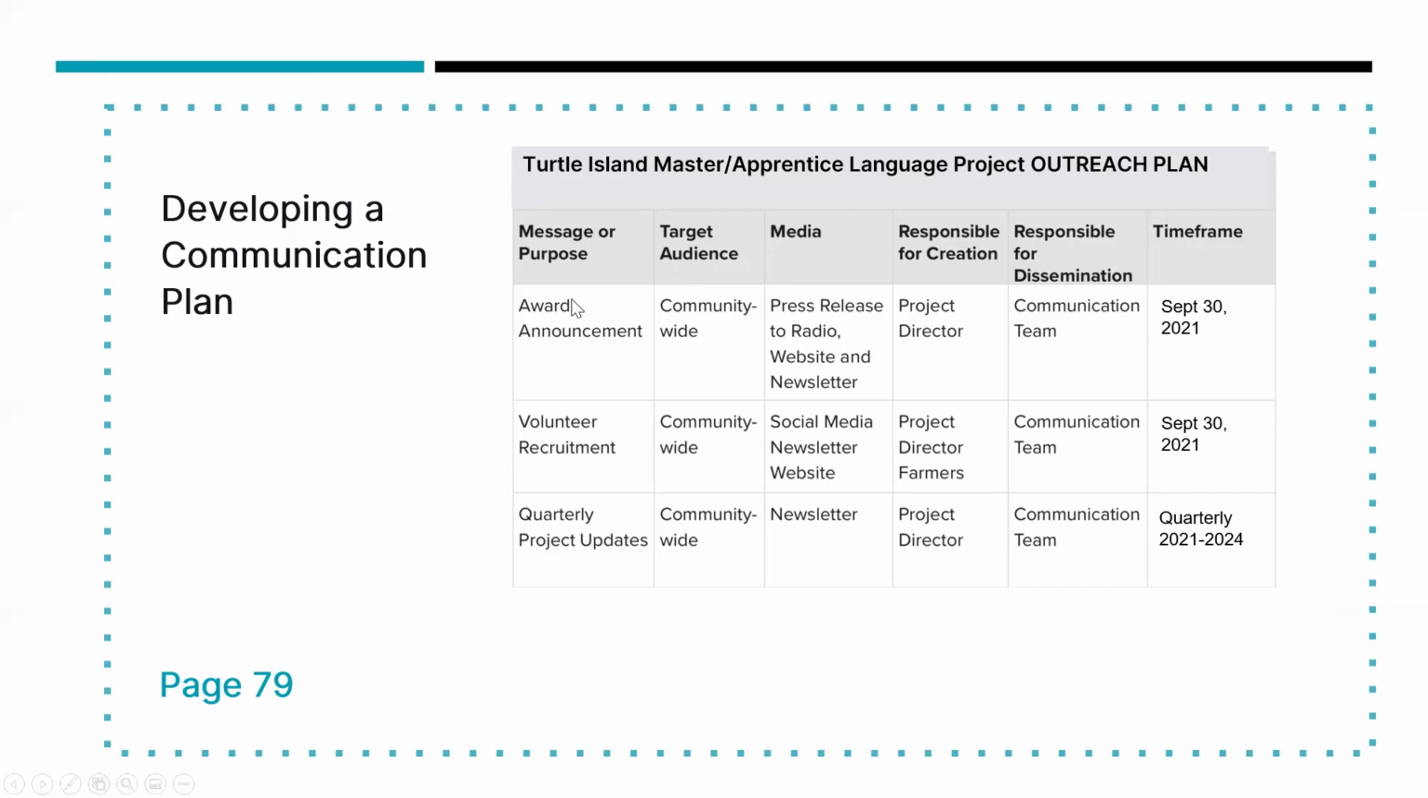So we start out with the message of an award announcement. The target population is community-wide. The media that we're using is press releases, radio, website, and newsletters. The project director is responsible for creating it. Communication team is responsible for getting it out. And then there's the timeline that it goes out. So you would do this throughout the entire duration of your project to maintain that transparency and to make sure that you're getting that community support for your project.